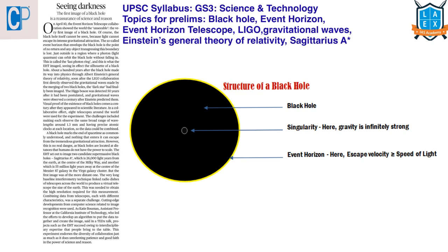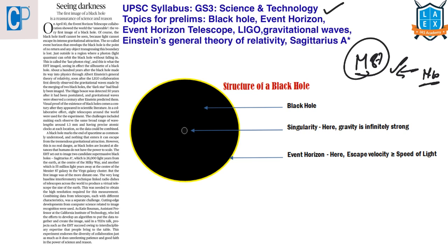The next article is Seeing Darkness. This article comes under GS Paper 3 under the topic of Science and Technology. Astronomers, for the first time, took an image of a black hole that is located in a distant galaxy, and the image has shown a supermassive black hole at the center of the Messier 87 galaxy, and this galaxy is a neighbor of our Milky Way galaxy.